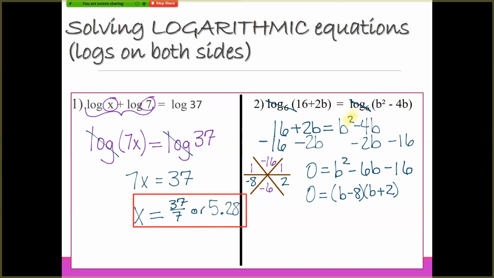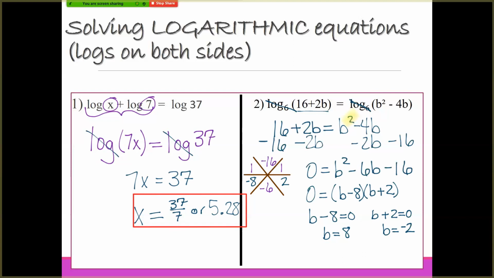We know we have these 2 factors being multiplied together and their product is 0. So we're going to use the zero product property to set these both equal to 0. That gives us 2 answers of b equals 8 and b equals negative 2. Technically, we should check these in the parentheses. Remember, whatever you have in your parentheses can't be negative.